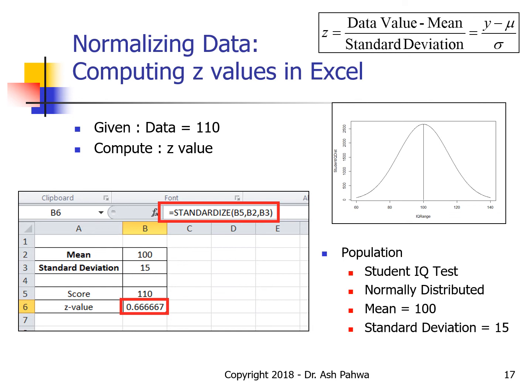As we can see here in Excel, we are using the STANDARDIZE function, which takes basically 3 arguments. The first one, of course, is B5. B5, as we can see, contains the actual data value. B2 is the mean, and B3 is the standard deviation. So we get the z value as 0.666. And again, if we compute the z value using the formula, which is 110 minus 100 divided by 15, we will get the same answer.